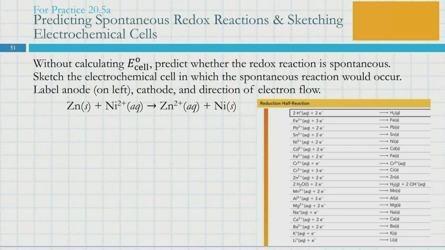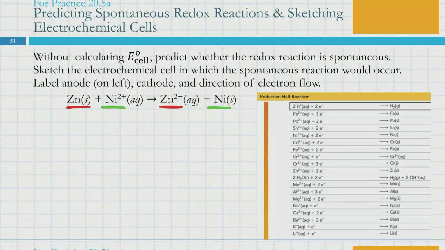All right, we have zinc and zinc ion. We also have nickel 2 ion and nickel. Many of our transition metals show up multiple times, so it's important that we pick the correct half reaction. So our nickel 2 plus is here, and our zinc is there in red. Looks like nickel and zinc are not ones that show up twice, thankfully.